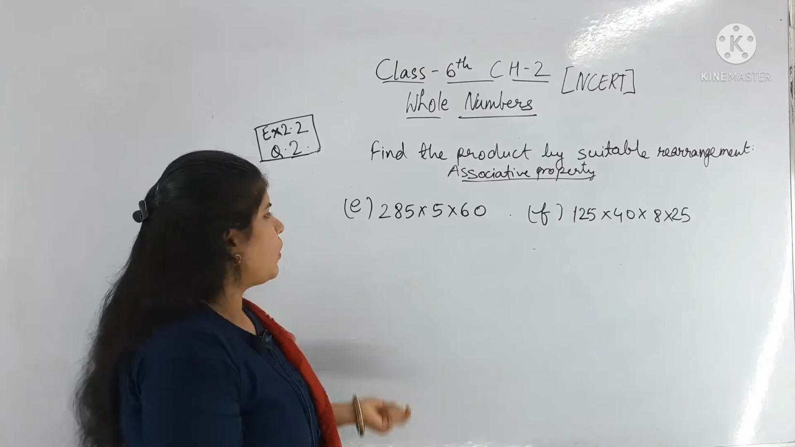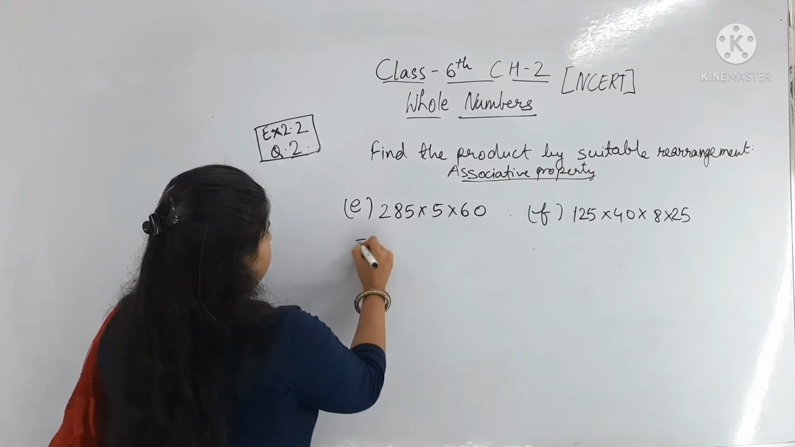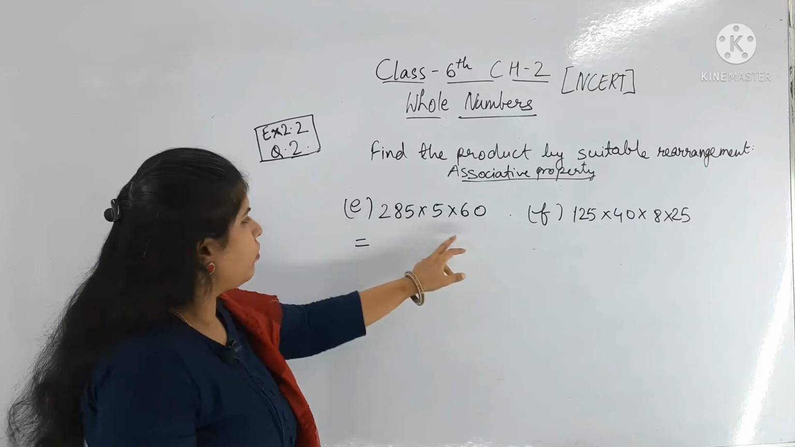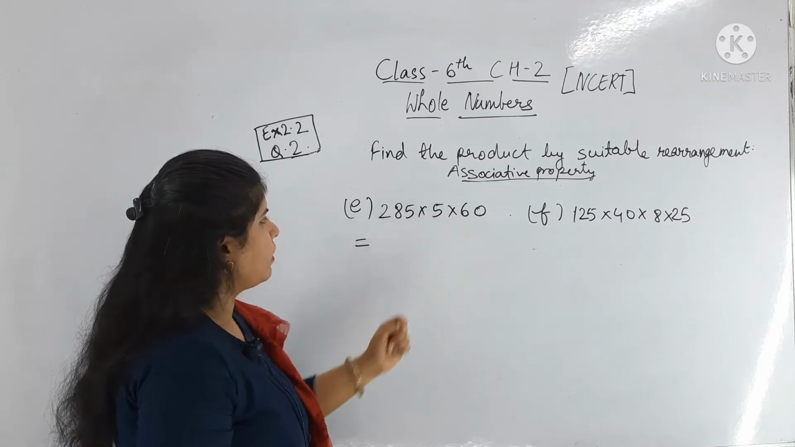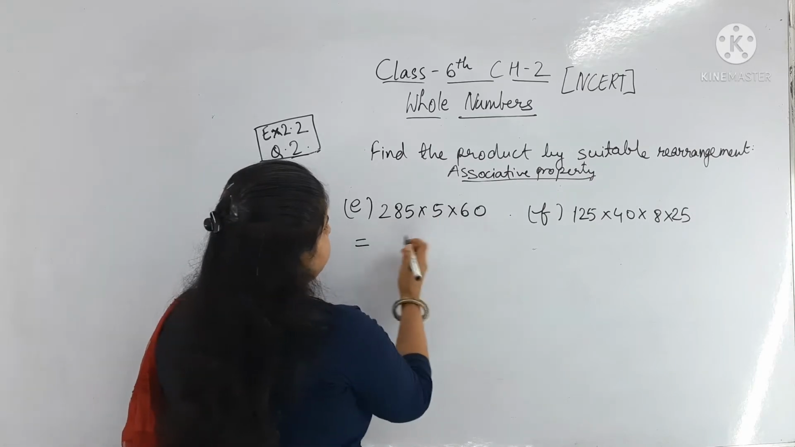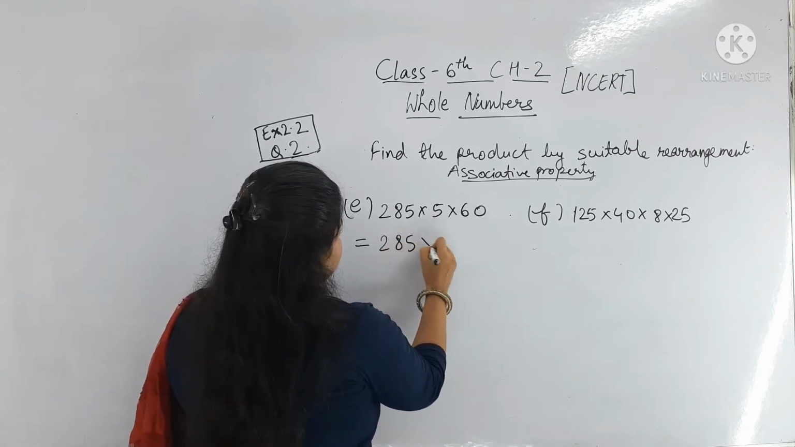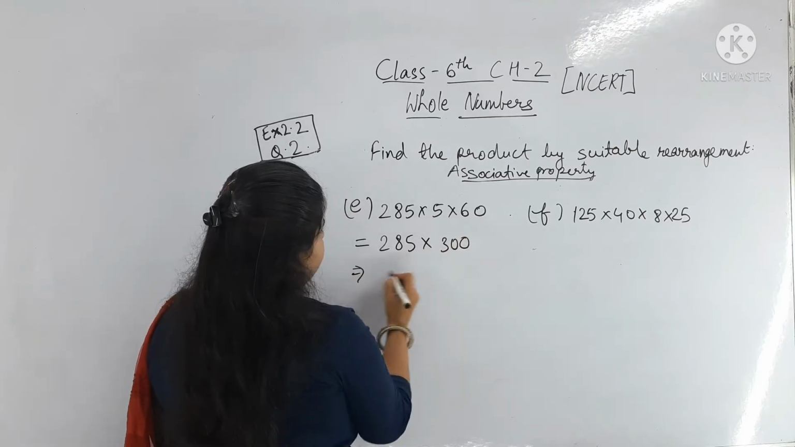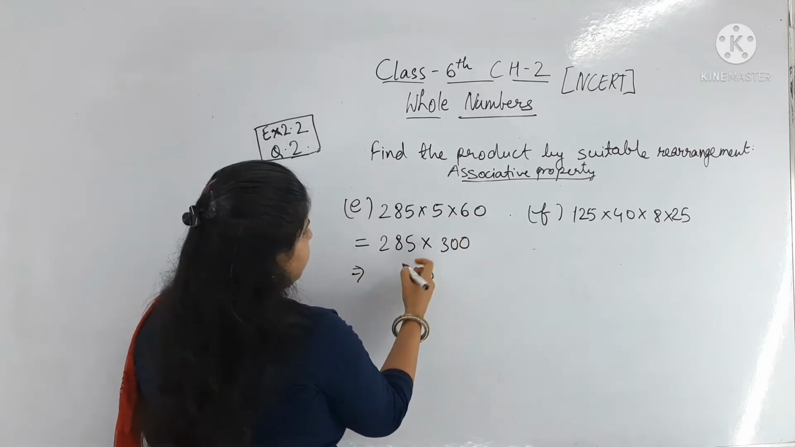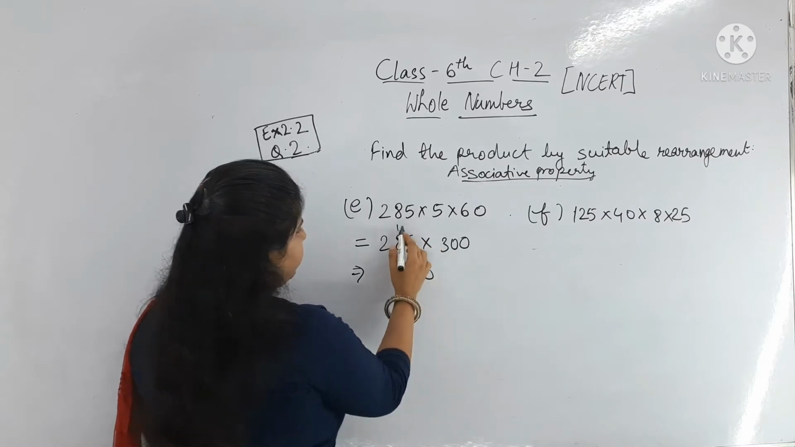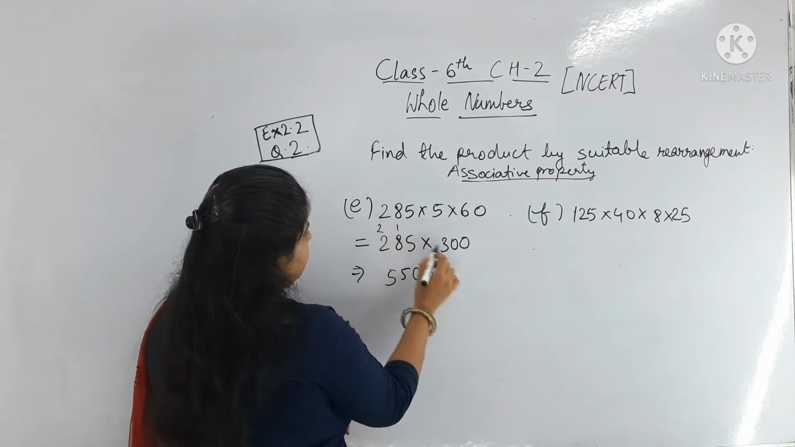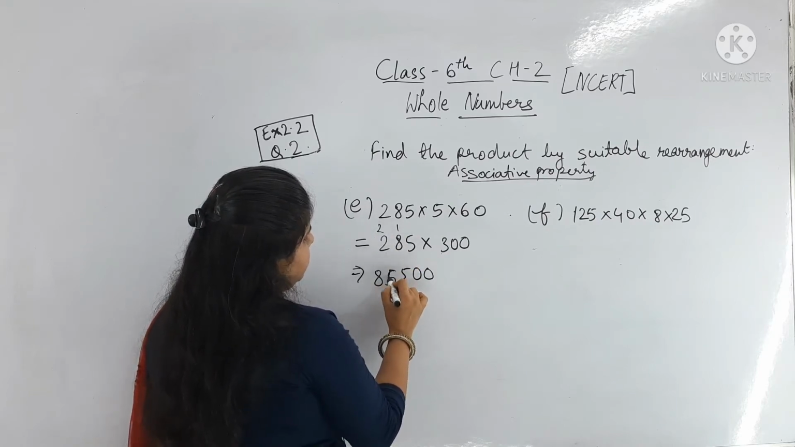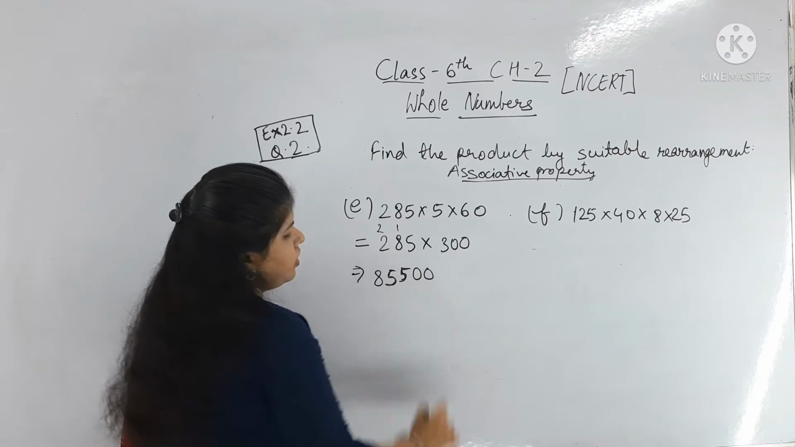Here you can see better in the E part, 285 into 5 into 60. If you write 5 into 60 here, 5 zeros are 0, 6 fives are 30. I am getting 300. So 0, 0, 3 fives are 15, 3 eights are 24, and 25 I am getting, 3 twos are 6, 7, 8. So I am getting here 85500.